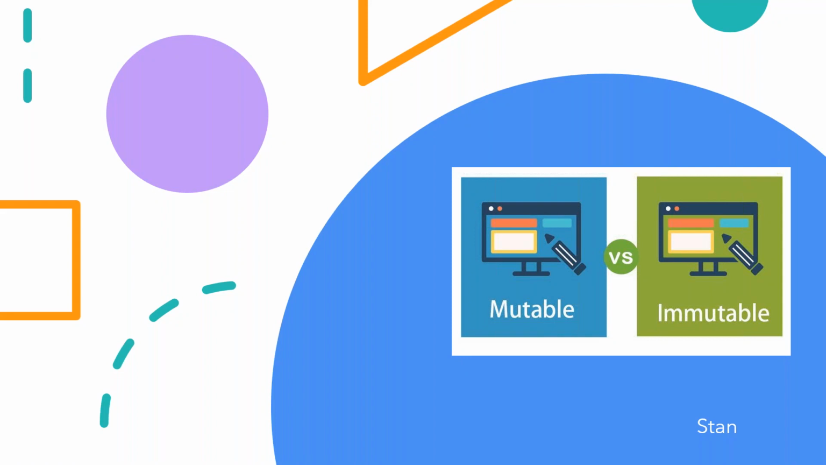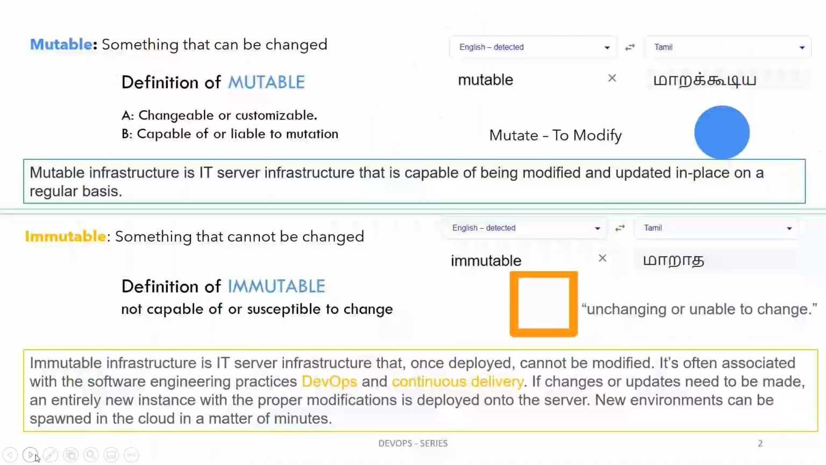Before we get into the comparison and the pros and cons around immutability versus mutability, we'll just understand the definition and meaning of what is mutable and immutable. From the name, mutable means it is changeable or customizable. So something that can be changed, mutated, or customized, that is what we call mutable. Mutable infrastructure is IT server infrastructure that is capable of being modified and updated in place on a regular basis.